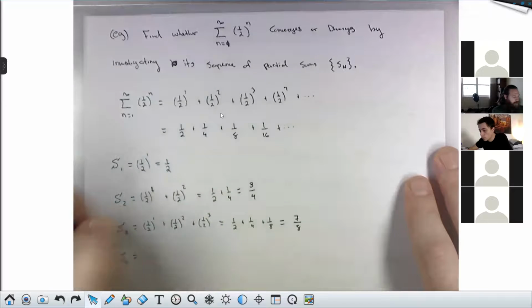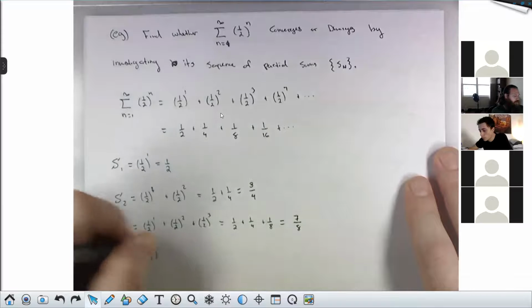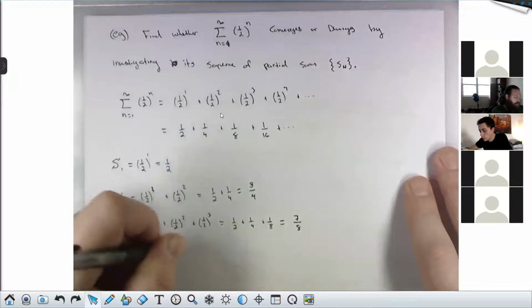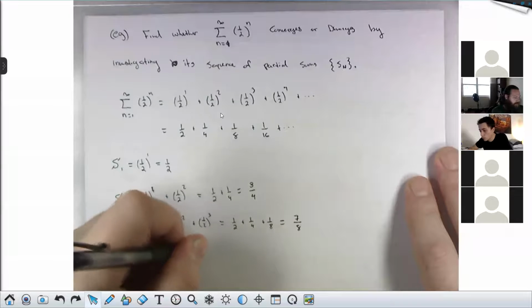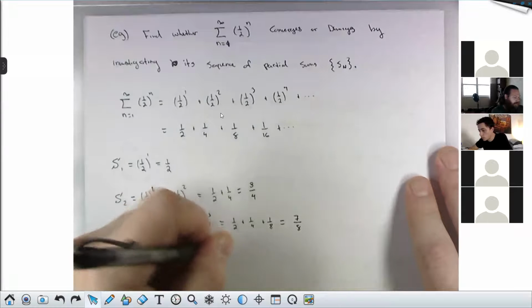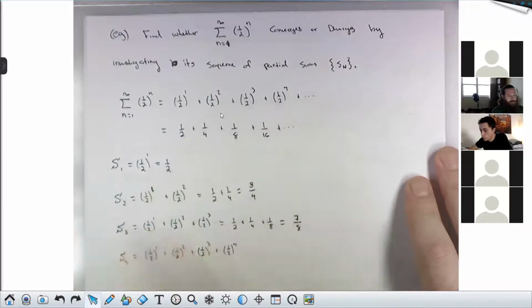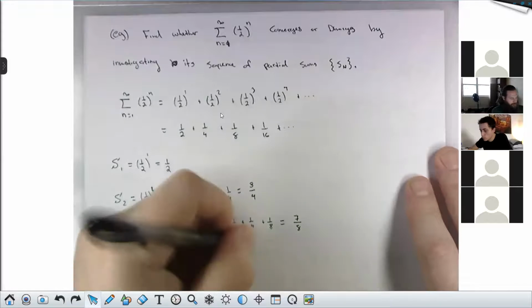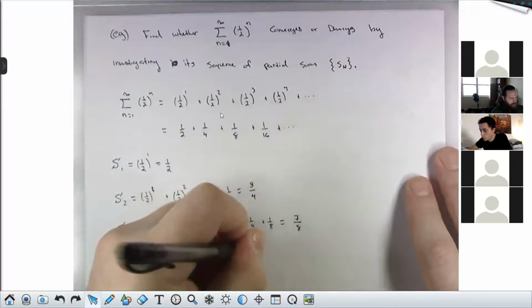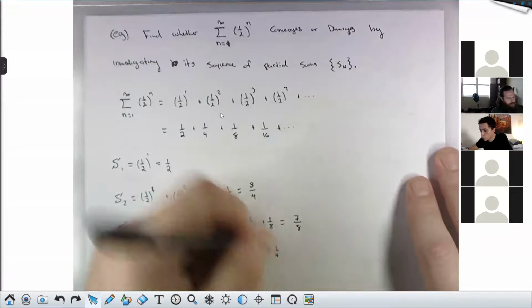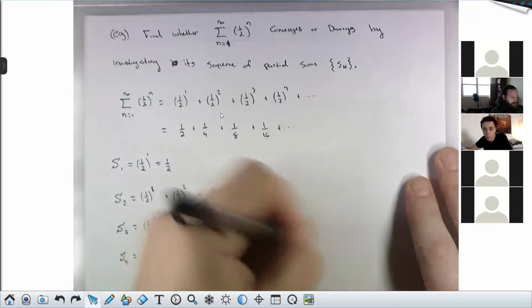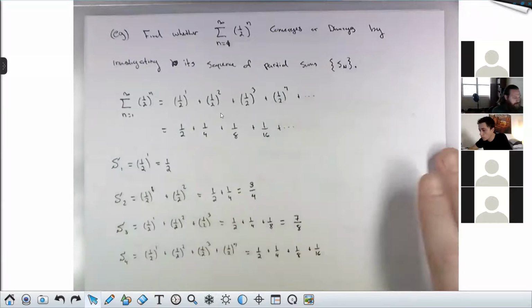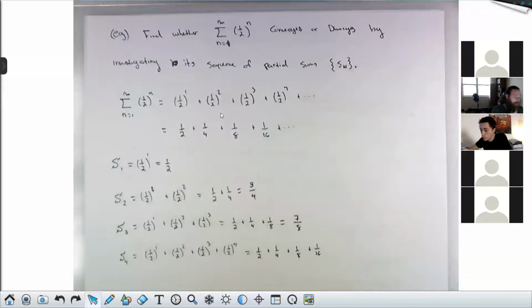S4 is the sum of length 4. That's 1/2 to the 1 plus 1/2 to the 2 plus 1/2 to the 3 plus 1/2 to the 4, which is 1/2 plus 1/4 plus 1/8 plus 1/16, which is 7/8 plus 1/16, which is 14/16 plus 1/16 is 15/16.